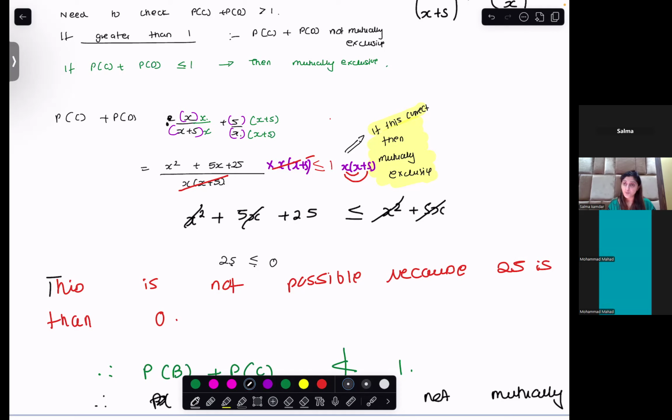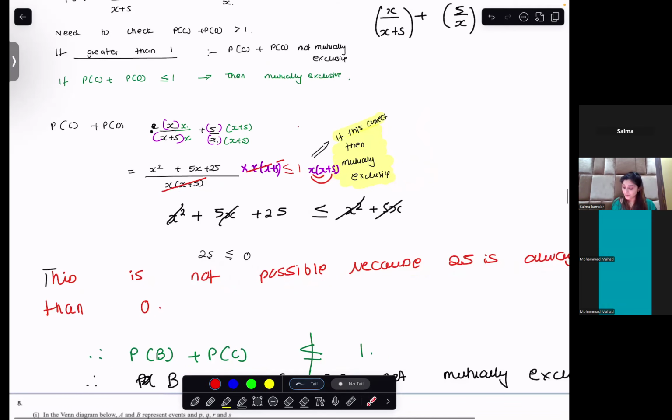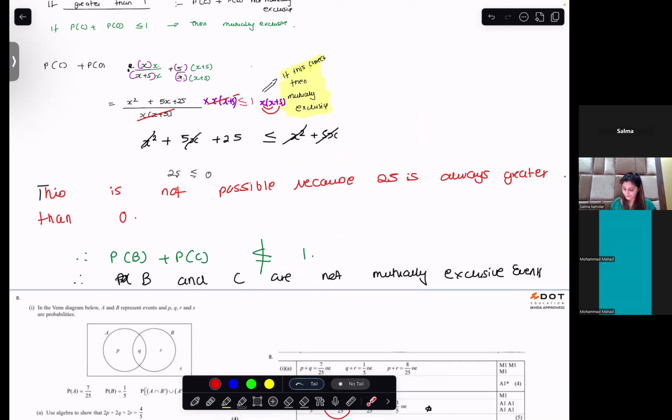But is this possible? 25 is less than or equal to 0. What does that even mean? When I am solving this, I am getting this answer. But is it possible? No, this is not possible. 25 cannot be less than or equal to 0. That means this expression is not less than or equal to 1. So it's not a mutually exclusive event, and that is what we actually had to prove.